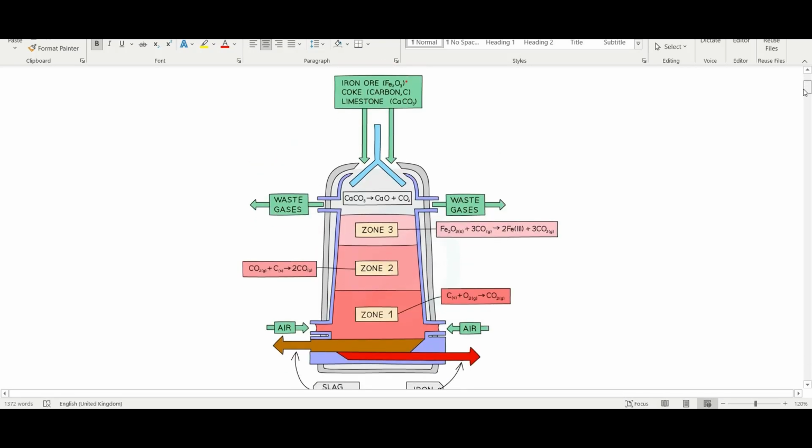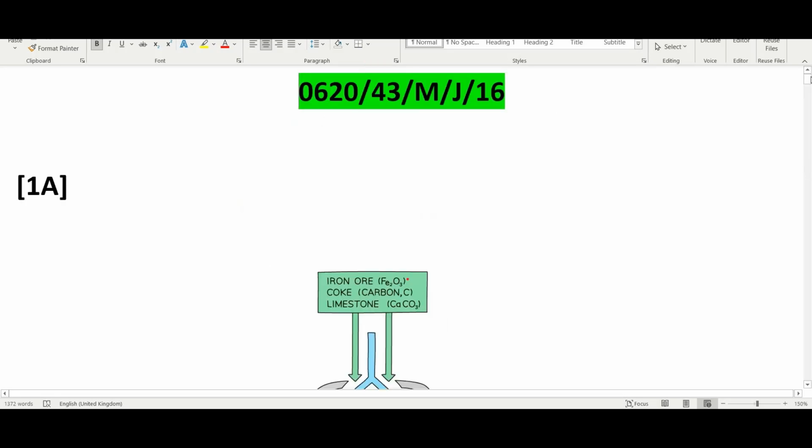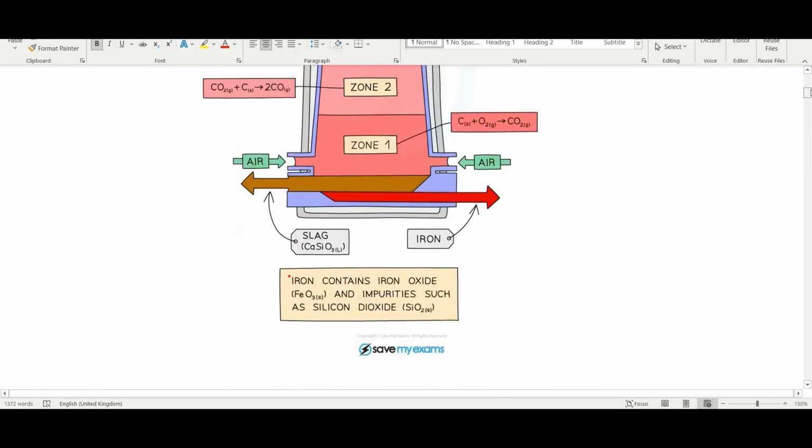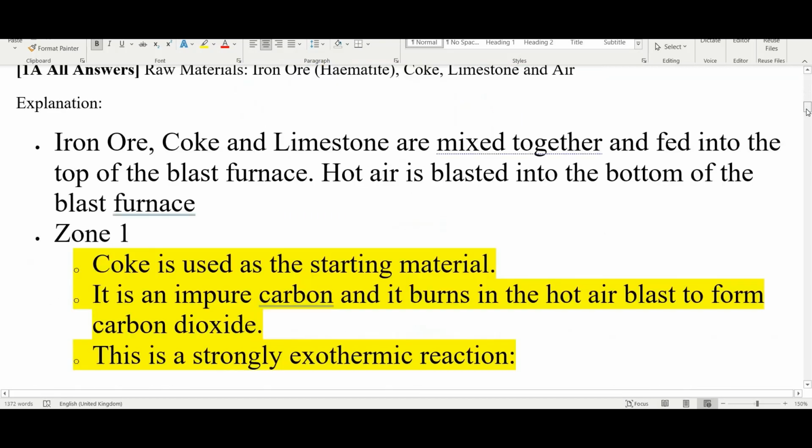It's a blast furnace, and you can see here in zone 1. Let's zoom in. So here you can see in zone 1, the reaction is happening. Carbon will react with oxygen to form carbon dioxide. Hot air is being blown here, and let me give you a description of this answer.